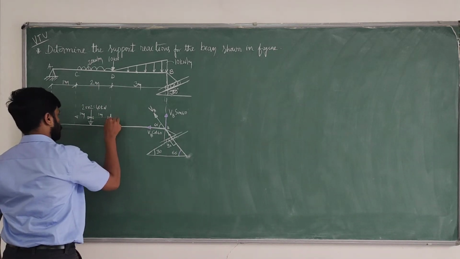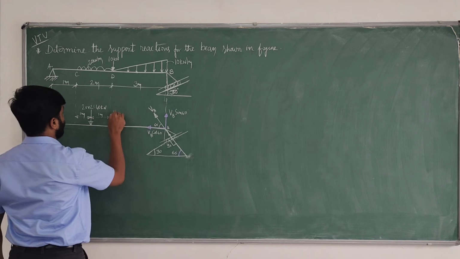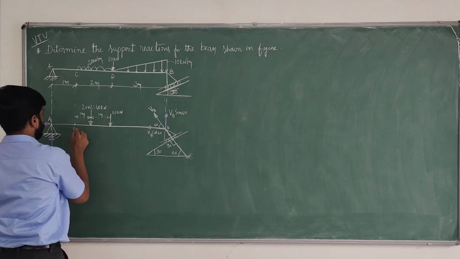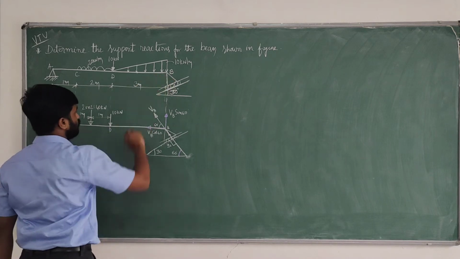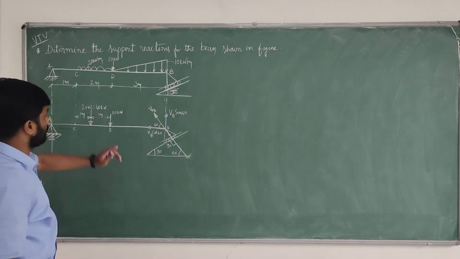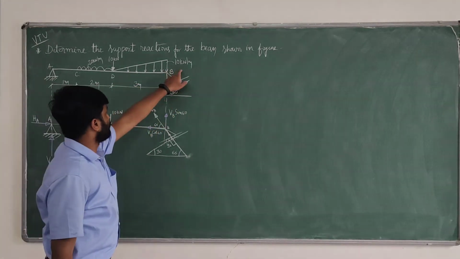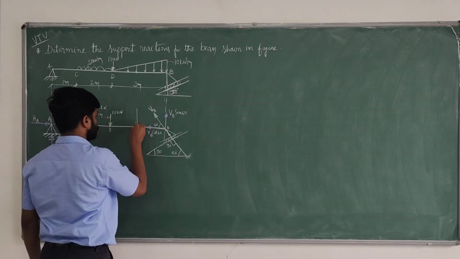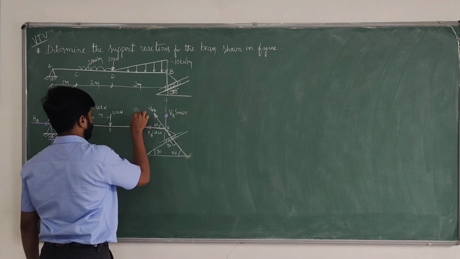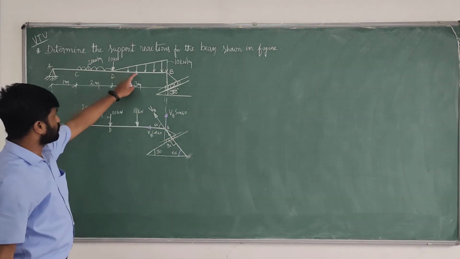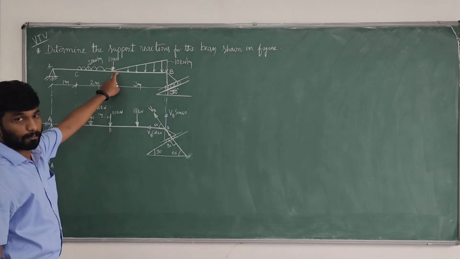Next you take this point load. Here you are having one more point load, that is also 10 kilonewton. So this is point C, this is point D. Next you are having a UVL. So triangle area, half into base into height. So WL by 2. So 10 into 3, 30. 30 by 2 is 15 kilonewton.